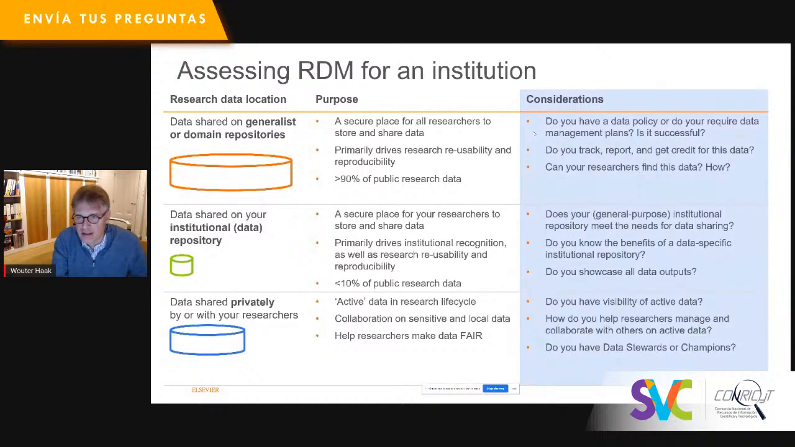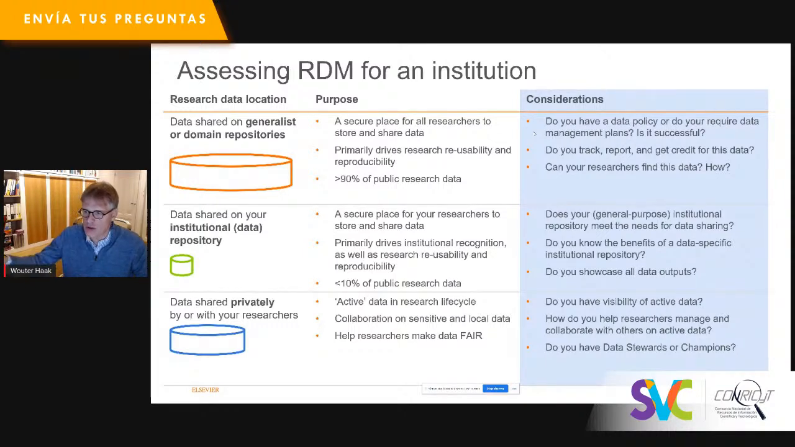Then last but not least, there's the data shared privately by or with your researchers. Now, in general, most institutions have a very good way to manage their own, what I would call on-premise data. So you have your own secure way to share your own research data. But nowadays, as you can already see in my prior slide, collaborations are so important.